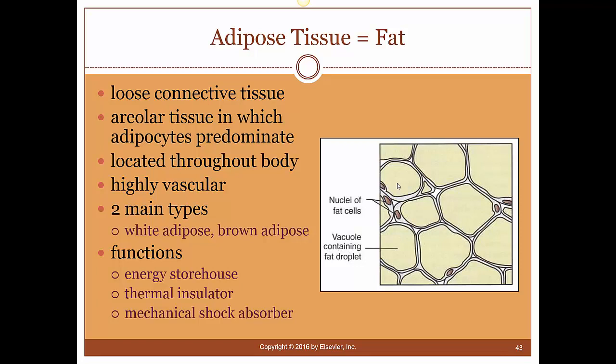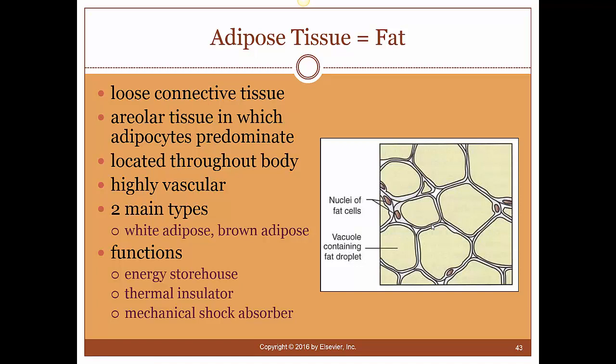We have two types. We have white adipose and brown adipose. So brown adipose is found in neonates, and it will be found in animals that hibernate. The main thing to know about it is it produces body heat, and is an energy source to maintain a normal body temperature. What happens in most mammals, including us, or even dogs and cats and horses, is we're born with this brown adipose, but this brown adipose ends up being converted to white adipose.